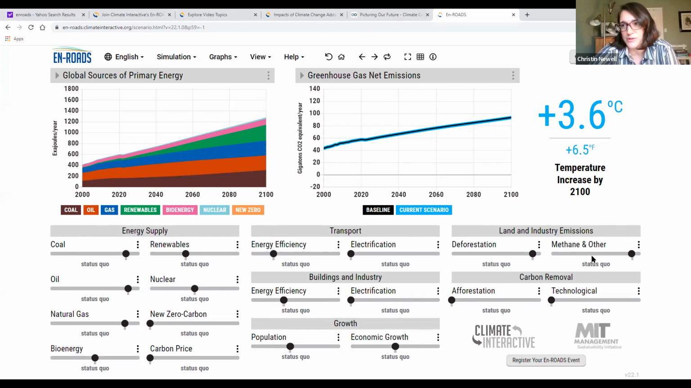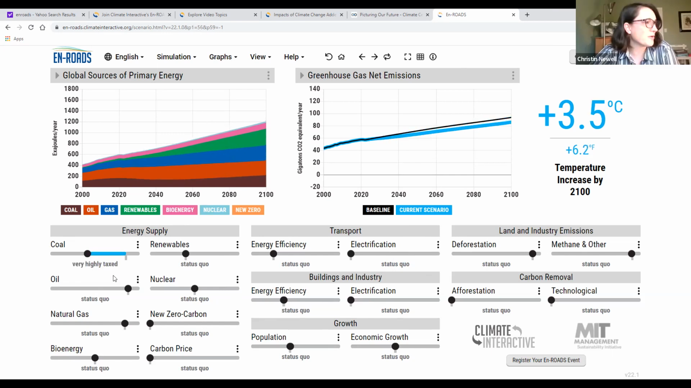So let's set up a scenario first to see what we could do to affect the temperature rise. Someone just say what you'd like to see change, like increased renewables. We talked about electric cars. We could look at that. What should we change first? About coal, the impact of coal. Yeah, so let's cut coal in half.